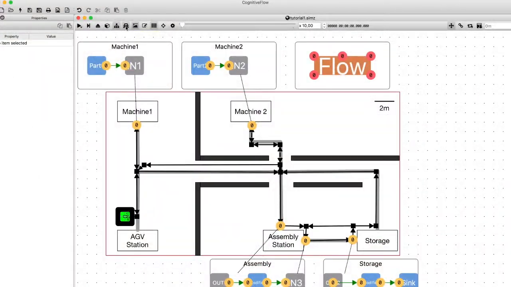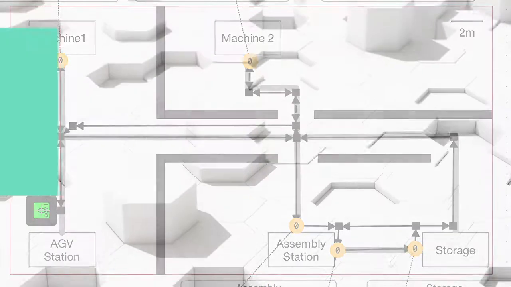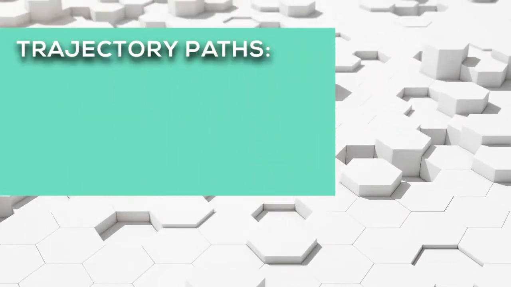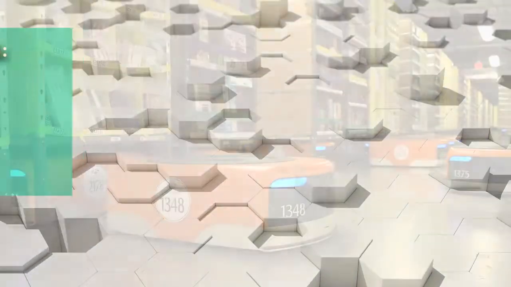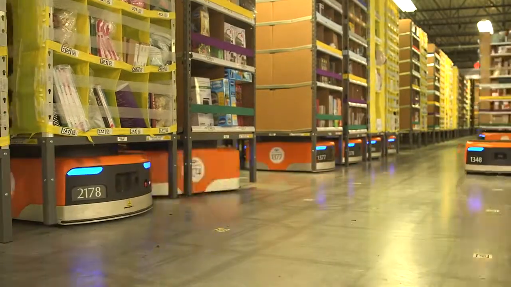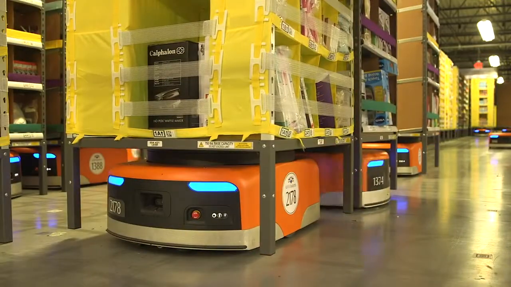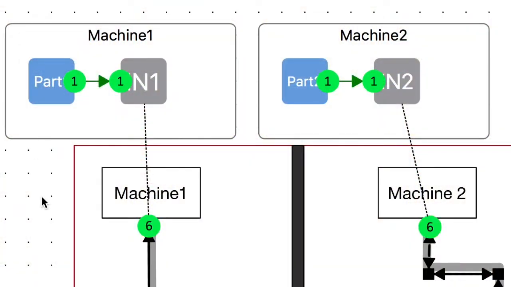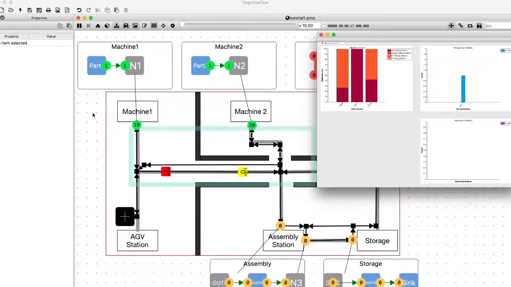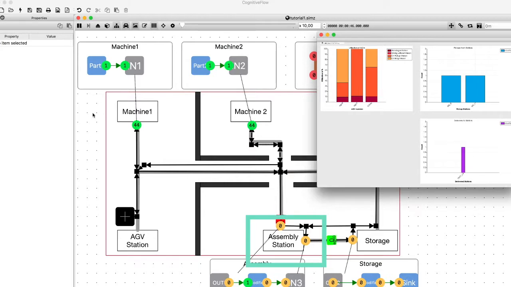We can easily draw allowed trajectories for the mobile robots and build a roadmap that we can further parameterize, enabling the mission engine to take into account things like velocity, concurrent allowed vehicles, and if overtaking is allowed or not. In this example, components at Machine 1 and 2 are being produced and transported by the AGVs to the assembly station, where the final production is assembled and transported into storage.